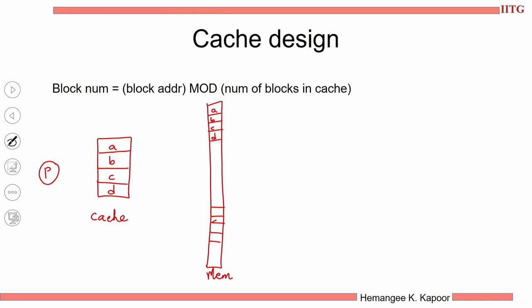Because the processor accessed A to D in that sequence, next it wants to access E, F, G, H, something, okay. And now this E, F, G, H are, say, sitting here. This is address 0 to 4, and let me assume that this is address 8 onwards.